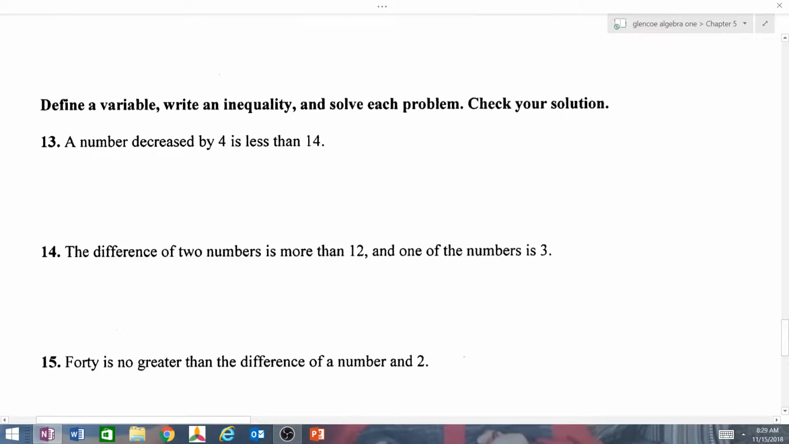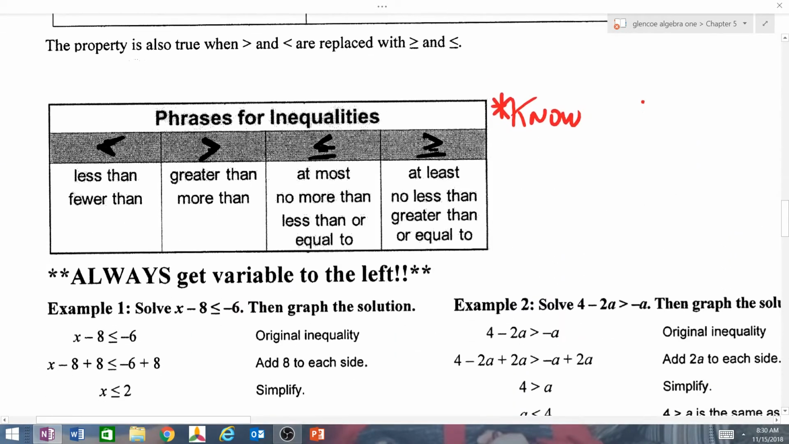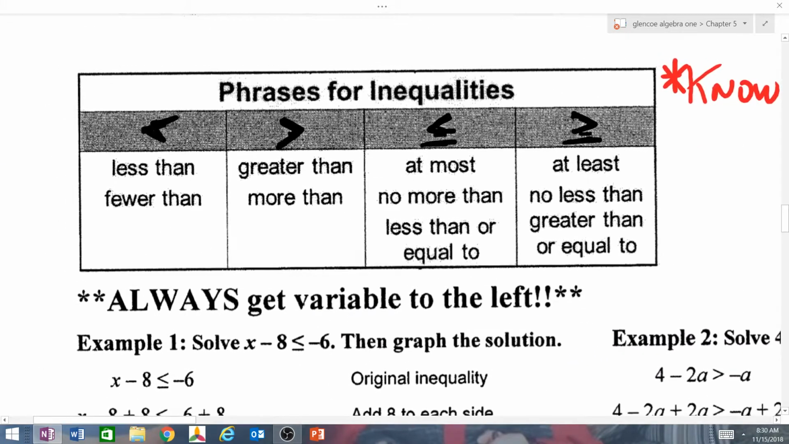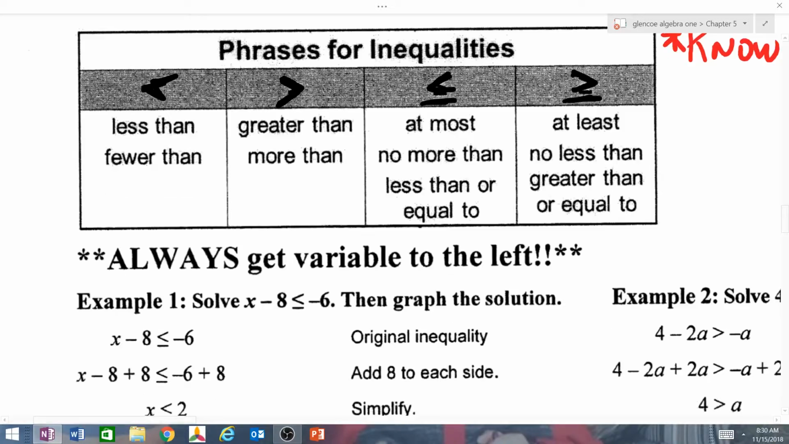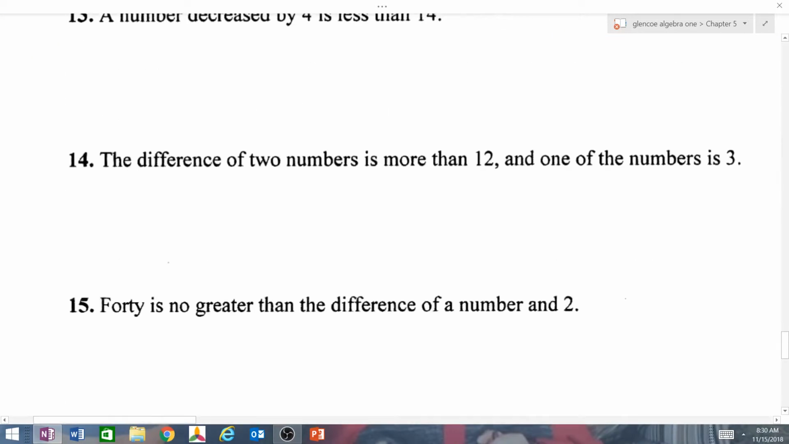Okay, this is what the directions will read. They'll read something like this for the word problems, even on our test when we come back. Define a variable, write an inequality, and solve each problem. What it means by define a variable is you could just pick whatever letter you want. So it might be helpful to look at that chart, the phrases for inequalities. Make sure you commit this to memory, okay?